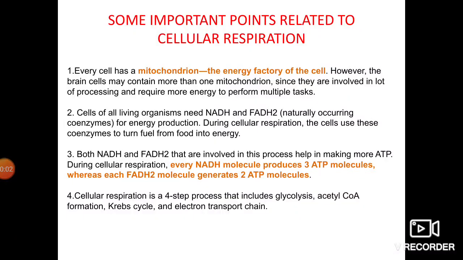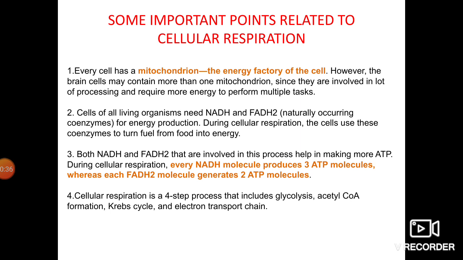Now, look at some of the points of cellular respiration that we have already discussed. Firstly, we all know that every cell has mitochondria, right? And mitochondria is the energy factory of the cell, meaning it is the powerhouse of the cell. Now think, if it will not be there in the cell, what will happen? How will we get energy? Yes, if it is not there in the cell, the energy requirement will be fulfilled by the process of glycolysis, which occurs in cytoplasm, right?